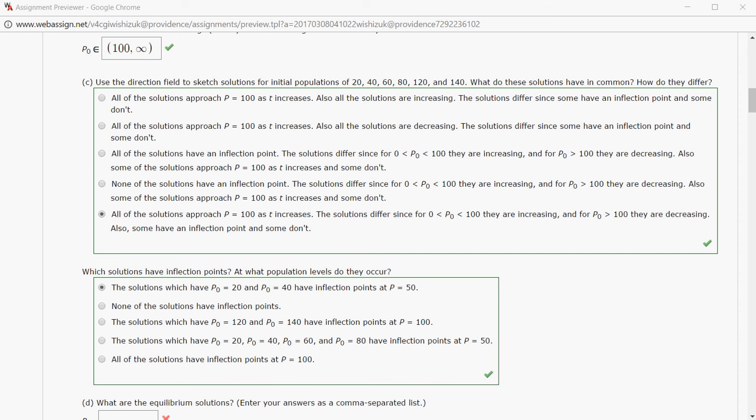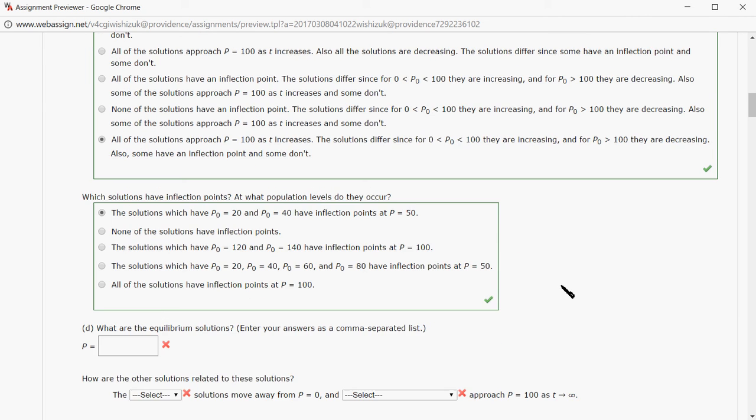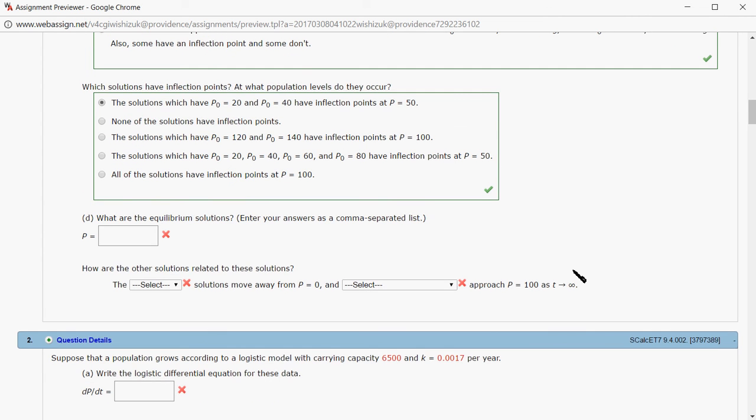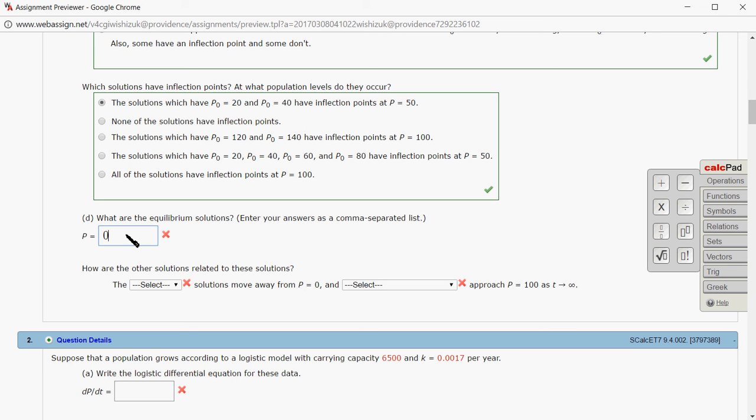It came back and looks like we got part C correctly. Let's look at part D. What are the equilibrium solutions? We already know it's 0 and 100.